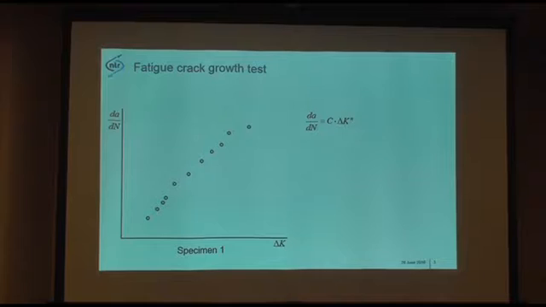So usually this is what you do. This is the test. You plot this on a log-log scale, and then you fit your Paris equation, and then you get your C and n parameters.